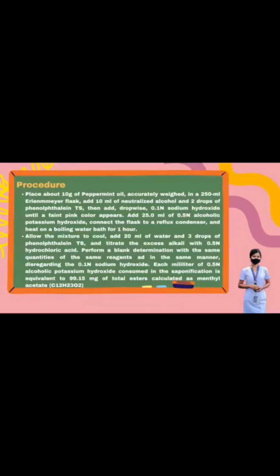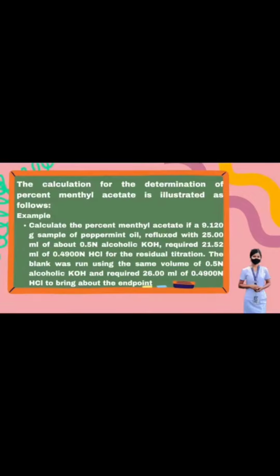The blank determination should be carried out at the same time the sample is being run, using the same volumes of reagent solutions in similar flask and reflux times and under the same conditions, except that the sample must be omitted. The purpose of the blank is to eliminate as far as possible errors from every source, such as those which would be introduced by the absorption of carbon dioxide by the alkali or by the alkalinity of the glass. The calculation for the determination of percent methyl acetate is illustrated as follows.